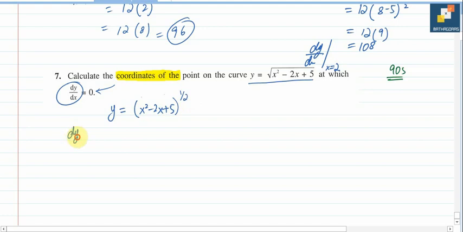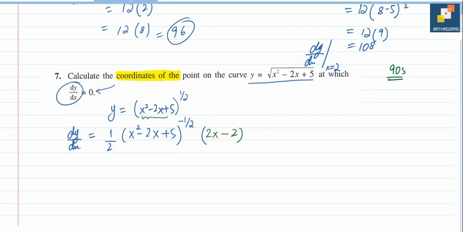So dy by dx is equal to, first we need to write down the power 1 upon 2, x square minus 2x plus 5. Then we need to remove 1 from the power, so 1 upon 2 minus 1 leads to minus 1 upon 2, and then we need to find the derivative of the function which has power. So derivative of x square is 2x, derivative of minus 2x leads to minus 2, alright? That is the complete differentiation of the function.